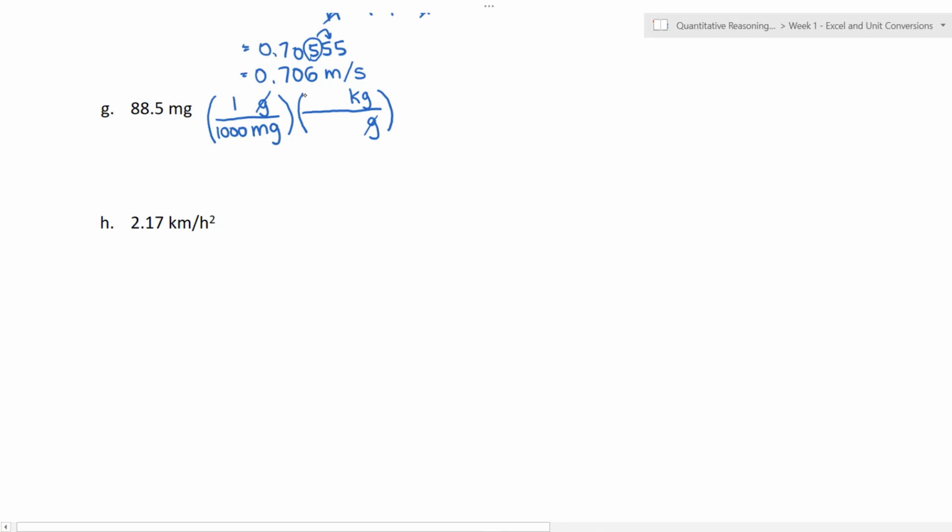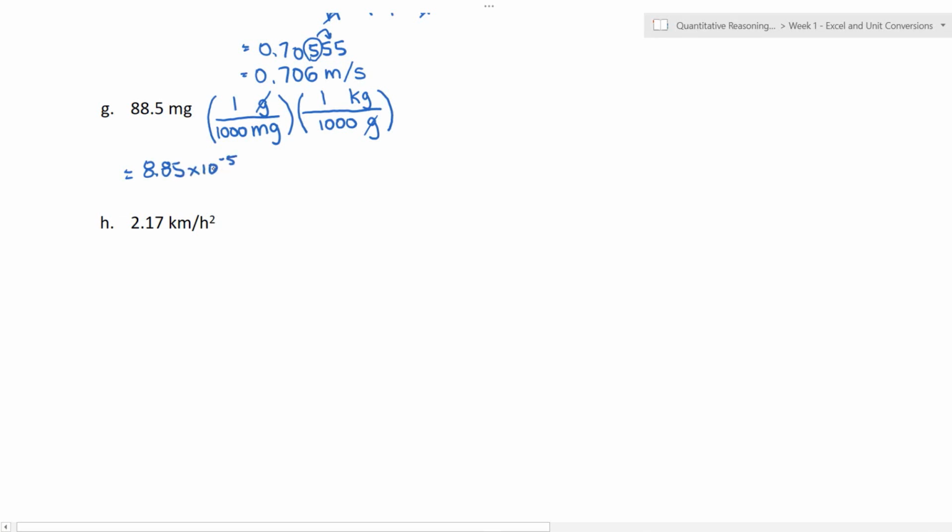Now I write the equivalency. 1 kilogram is the same as 1,000 grams. All right, so now all I need to do is divide 88.5. I don't need to multiply by ones because that doesn't do anything. Divided by 1,000 because it's in the denominator, and then divided by 1,000 again. And I'm left with, my calculator says 8.85 times 10 to the negative 5.